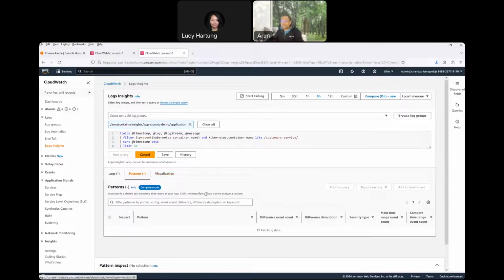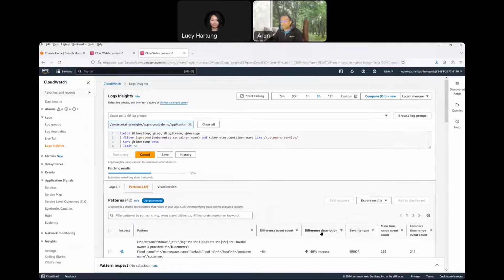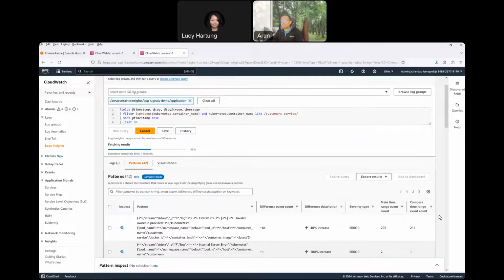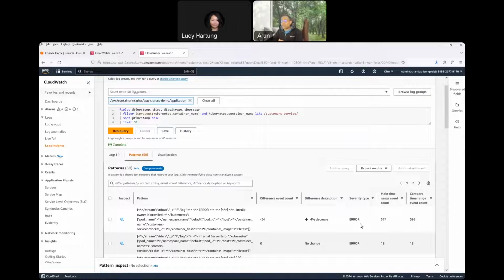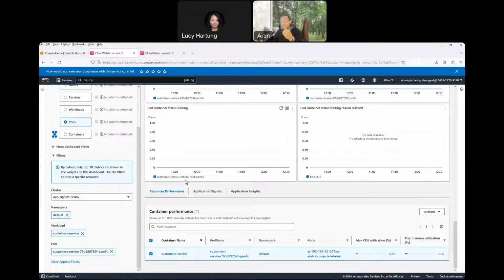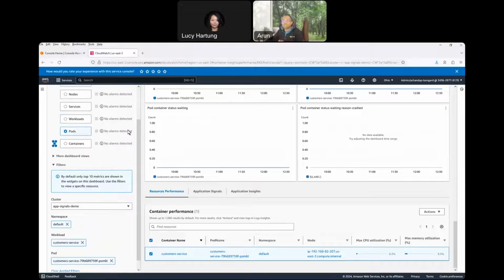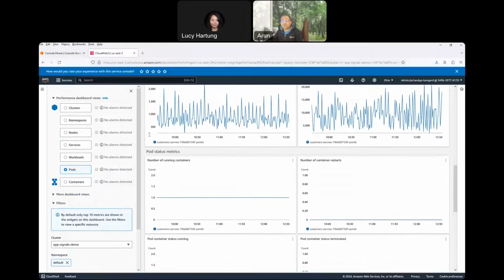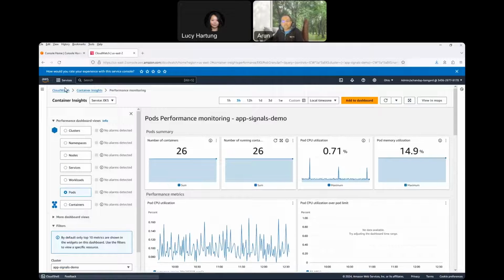And in the pattern, as you can see, there is a difference event count and a difference description. Now, Joe was able to see that there is a 40% increase in errors compared to something else, or a 4% decrease compared to the previous week. Now, looking at all of this, Joe could easily say that it is not his problem, but the third party payment gateway. Joe made a call to the third party payment gateway and asked them to check what is happening at their end. Joe was a happy Joe, I would say, because he was able to figure out exactly what was happening on that particular issue.